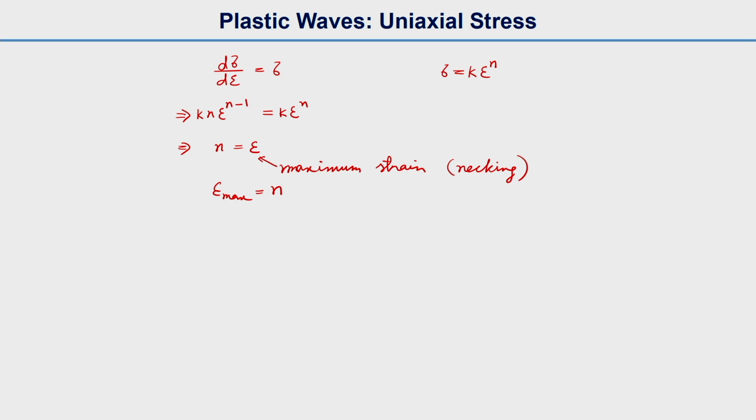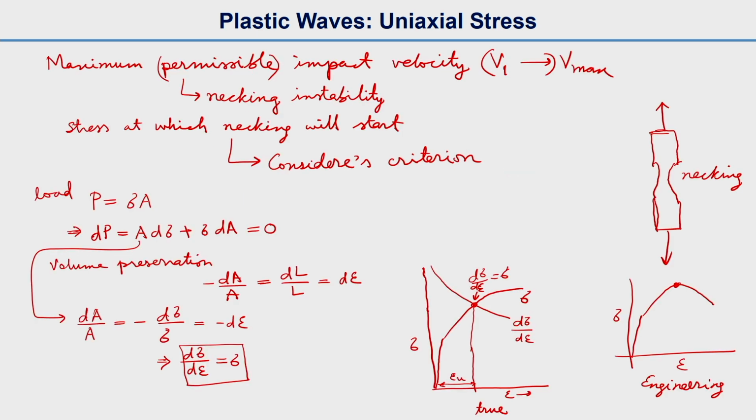Before going to our earlier expression, I just wanted to tell you that for engineering stress strain, d sigma by d epsilon will be different. It will be equal to 0 at the ultimate tensile strength point.